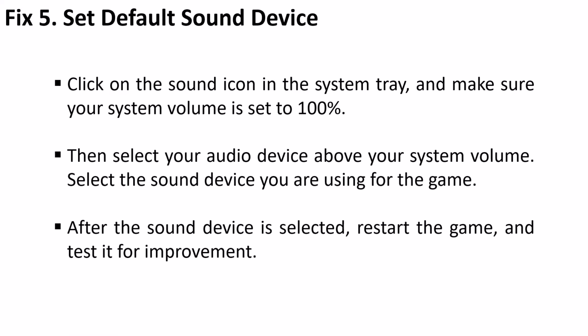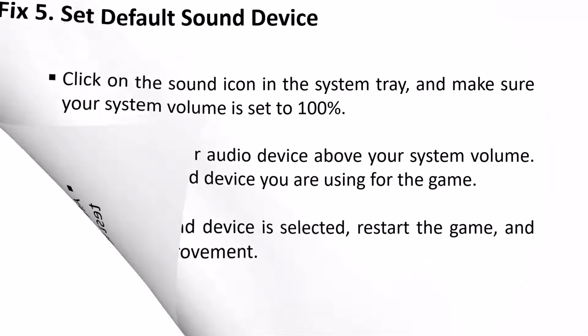Fifth solution is to set default sound device. Click on the sound icon in the system tray and make sure your system volume is set to 100%. Then select your audio device above your system volume. Select the sound device you are using for the game. After the sound device is selected, restart the game and test it for improvement.